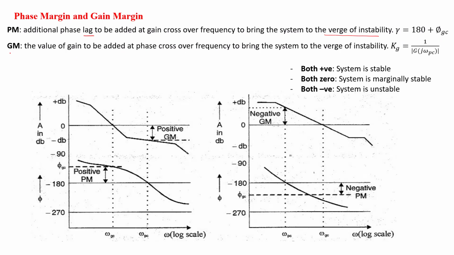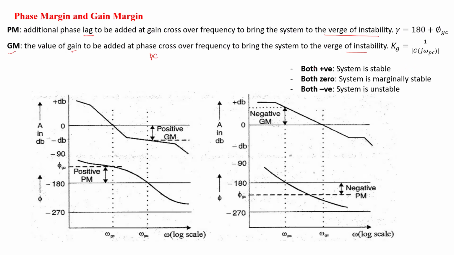Now, what is the gain margin? This is the value of gain to be added at the phase crossover frequency to bring the system to the verge of instability. It is represented by K suffix g, which is given as 1 by the magnitude of the given function at the frequency omega pc, that is, the phase crossover frequency.